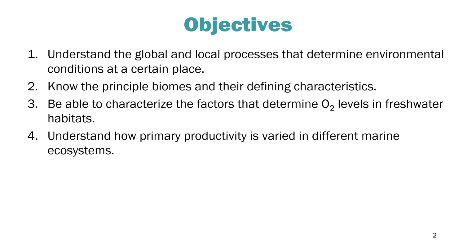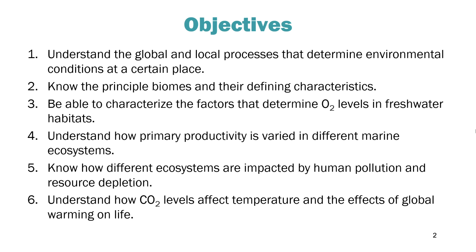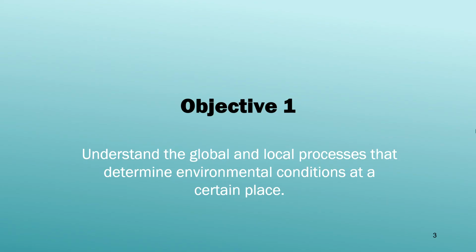Fourth objective is to understand how primary productivity is varied in different marine ecosystems. The fifth objective, know how different ecosystems are impacted by human pollution and resource depletion. And lastly, we'll be talking about carbon dioxide in the atmosphere and how that can affect temperature and global warming. So let's start with the first objective.